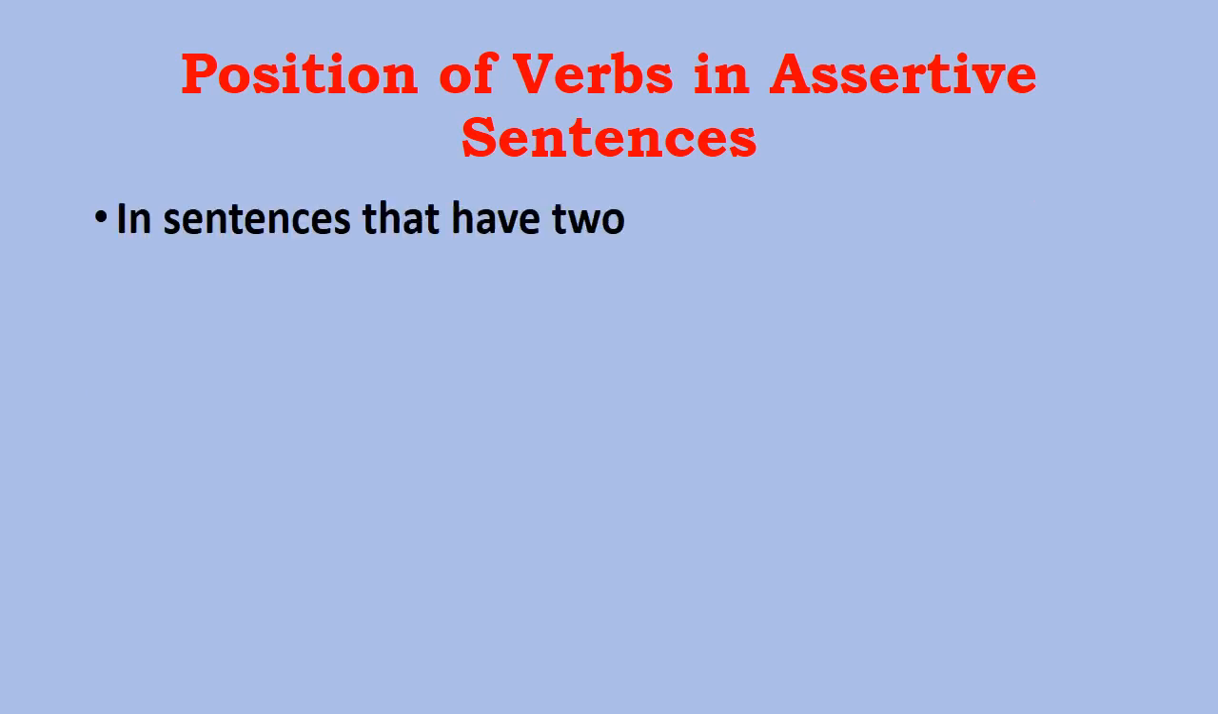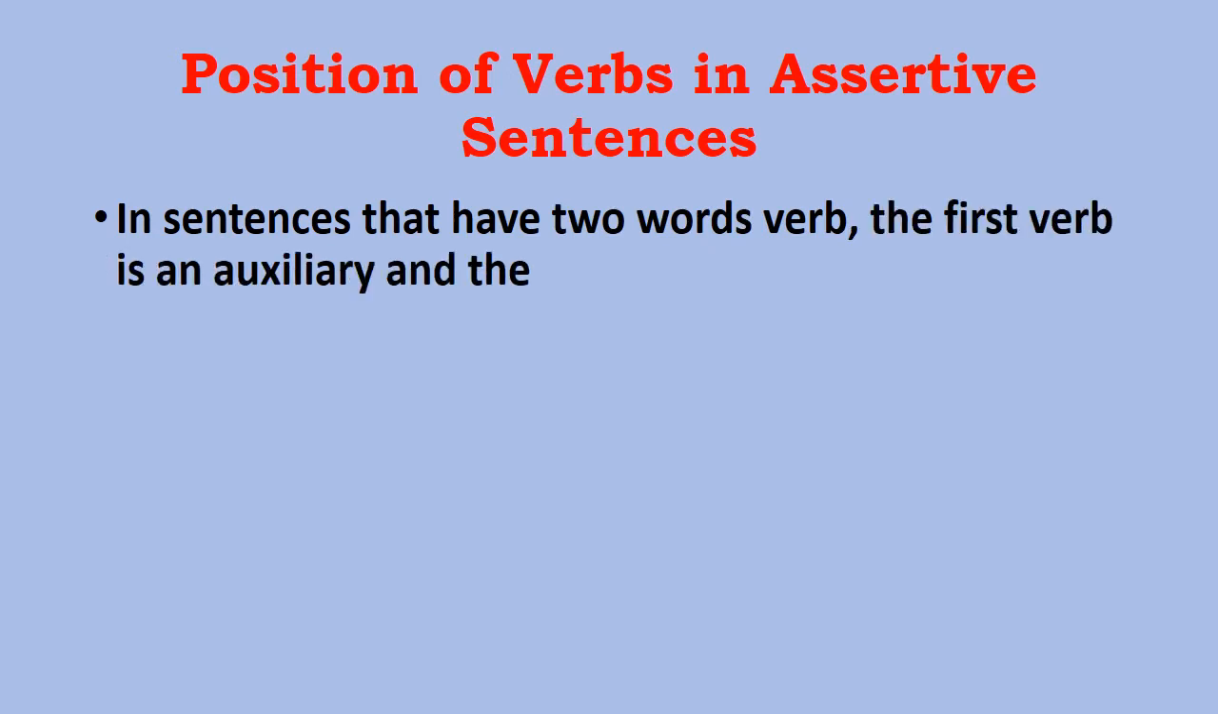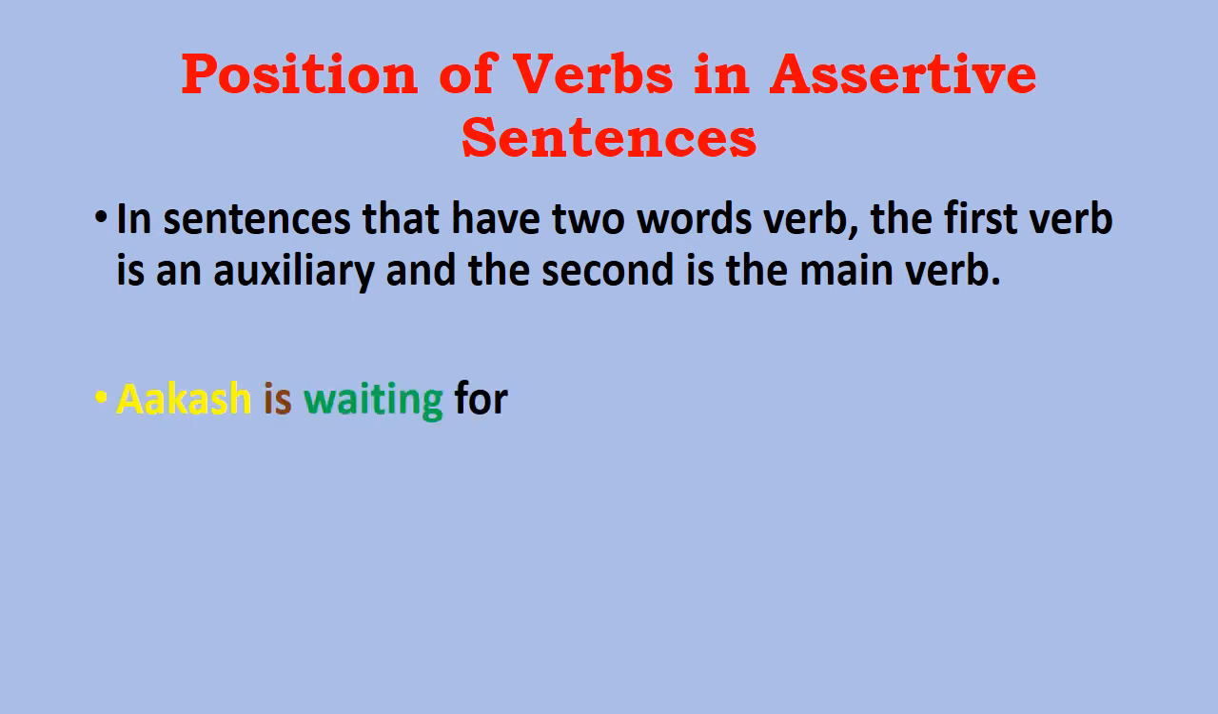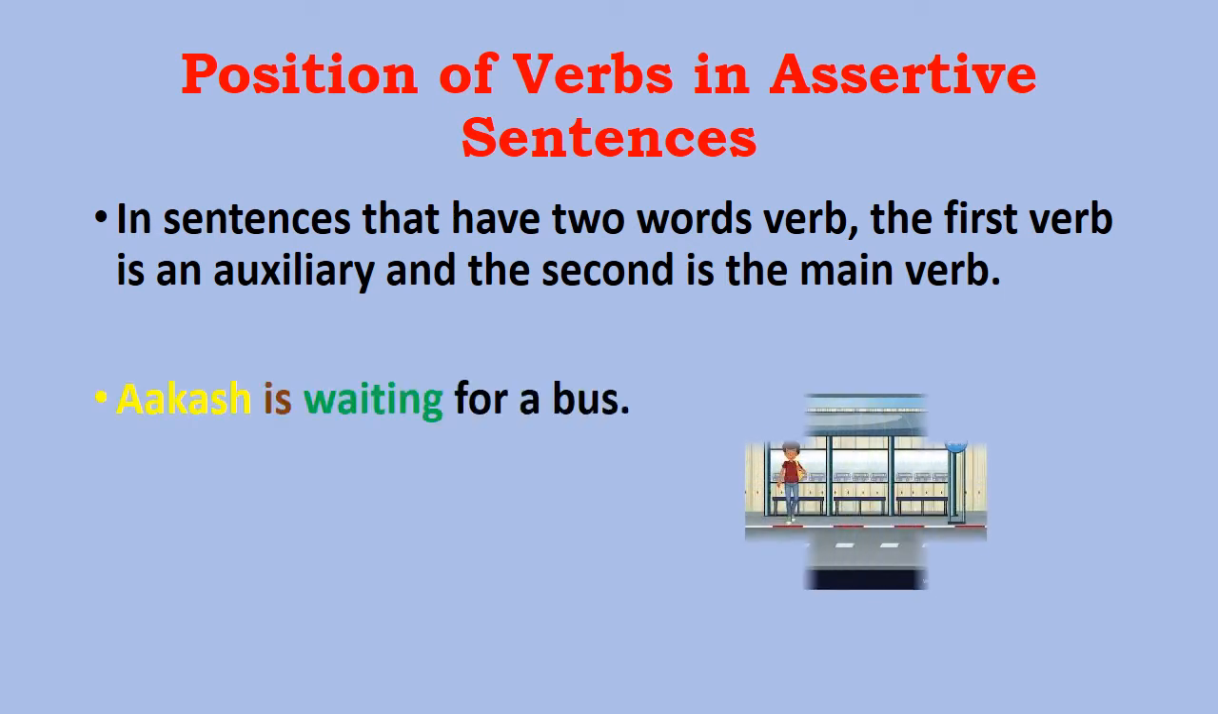In sentences that have two words verb, the first verb is an auxiliary and the second is the main verb. Generally in the continuous tense and even in the perfect tense, we have the two words verb. Like Akash is waiting for a bus. Here is an auxiliary and waiting is the main verb.